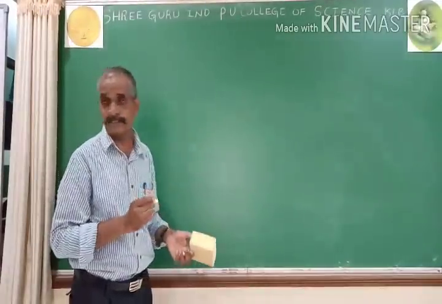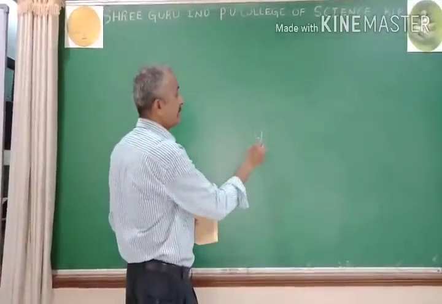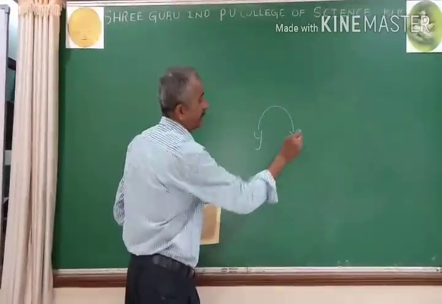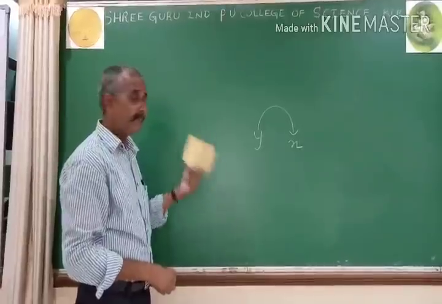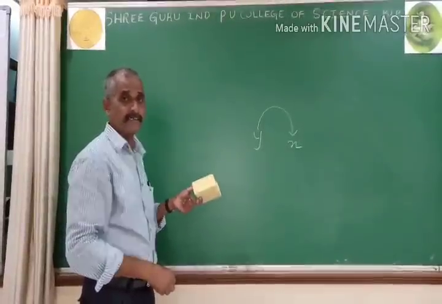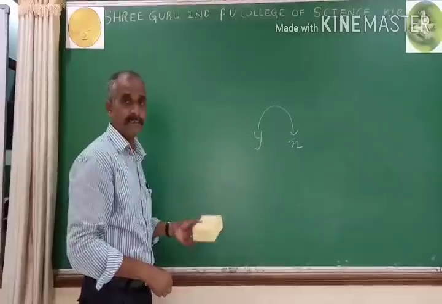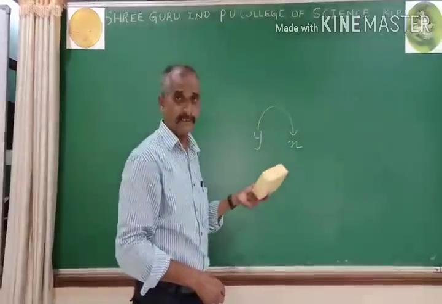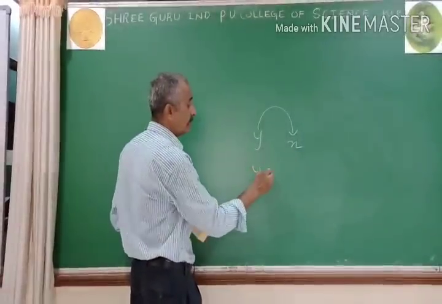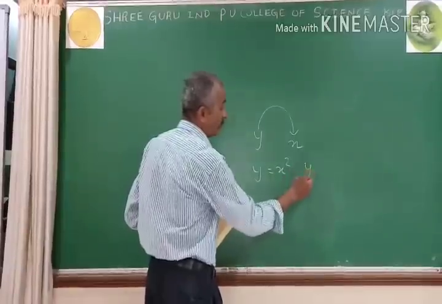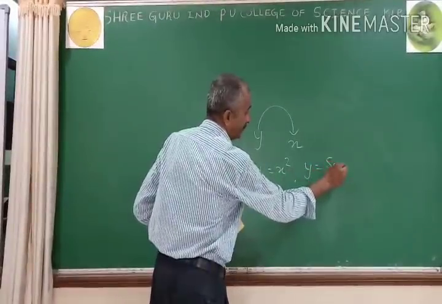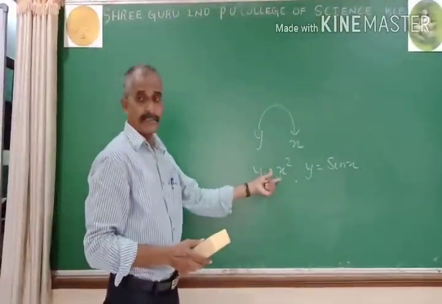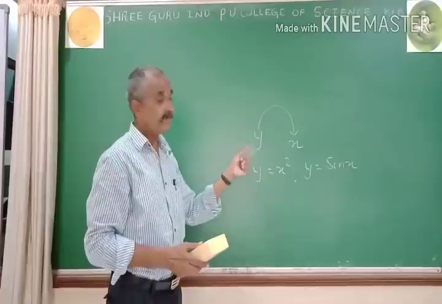Firstly, explicit function. A function in which the dependent variable y can be directly expressed in terms of the independent variable x, that is called an explicit function. Means y value can be got directly from the value of x. So say for instance y equal to x square, y equal to sin x, etc. These are all explicit functions in the sense that for each value of x there is a directly corresponding value of y.